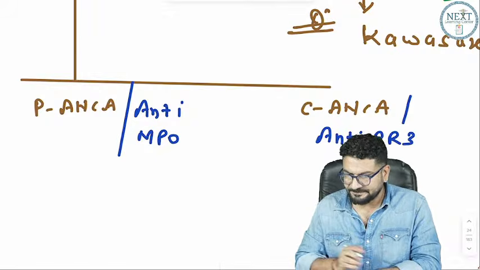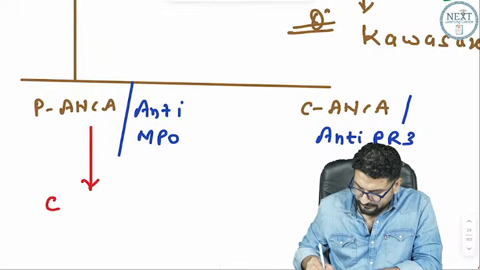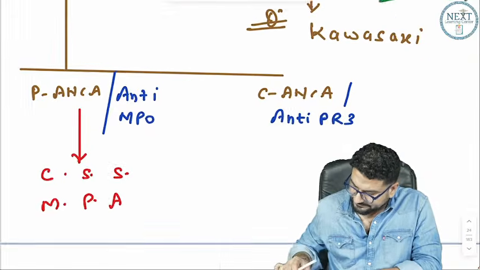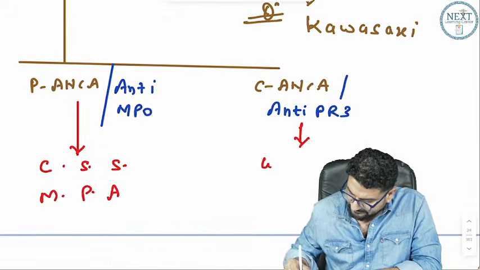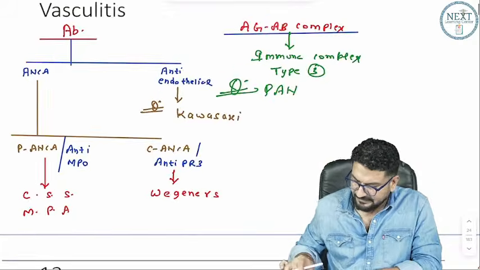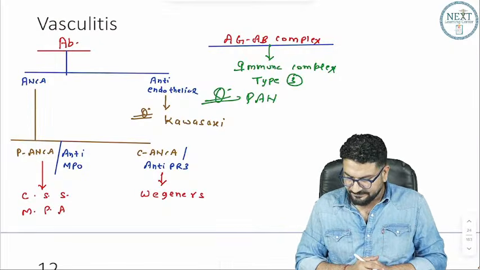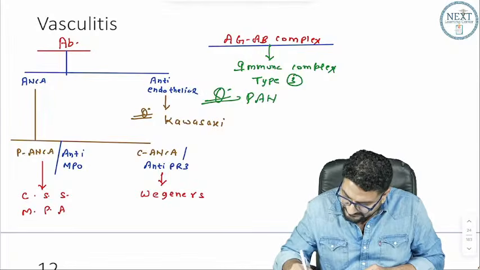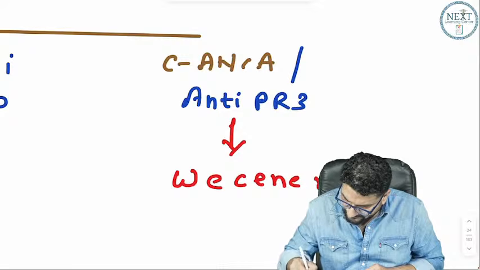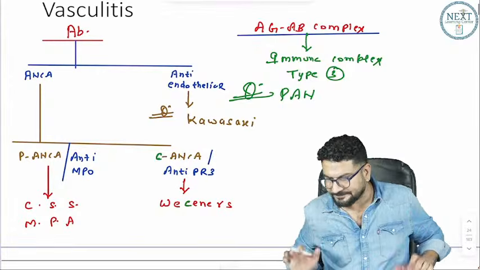PANCA, CANCA. Now understand this thing. PANCA is seen in Churg-Strauss syndrome and microscopic polyangiitis. And CANCA is something that we see in Wegener's. So this is the classification which you have to remember. Am I clear? I am just changing the spelling to Wegener's. Wegener's means it is C4, CANCA, C4 Wegener's. So this is about antibody which you have to remember. Done.